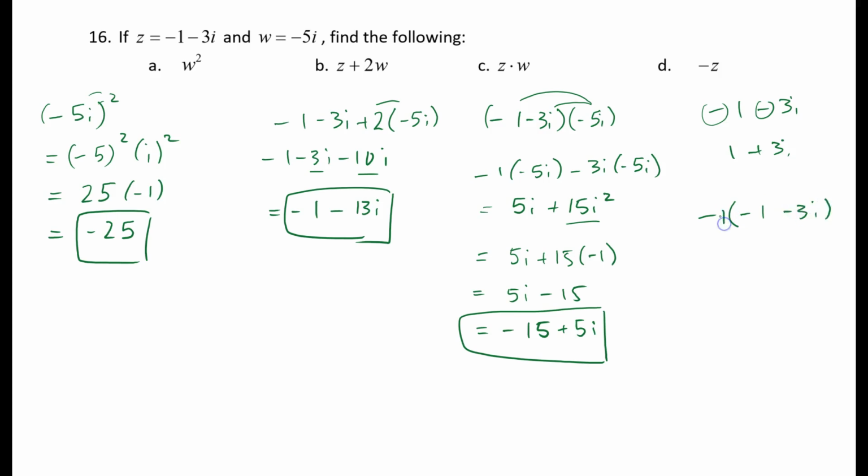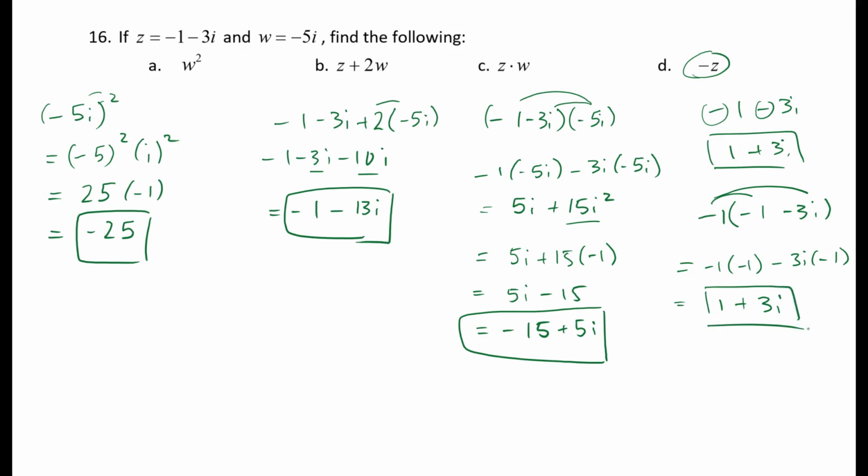If you want to think about putting that imaginary 1 there, we could distribute a minus 1 to each of these pieces. So we get minus 1 times minus 1, minus 3i times minus 1, and that will equal 1 plus 3i. So either way you can think of that, but just don't get tricked by that. That just means the opposite of z, which means change the sign of both pieces of the complex number.